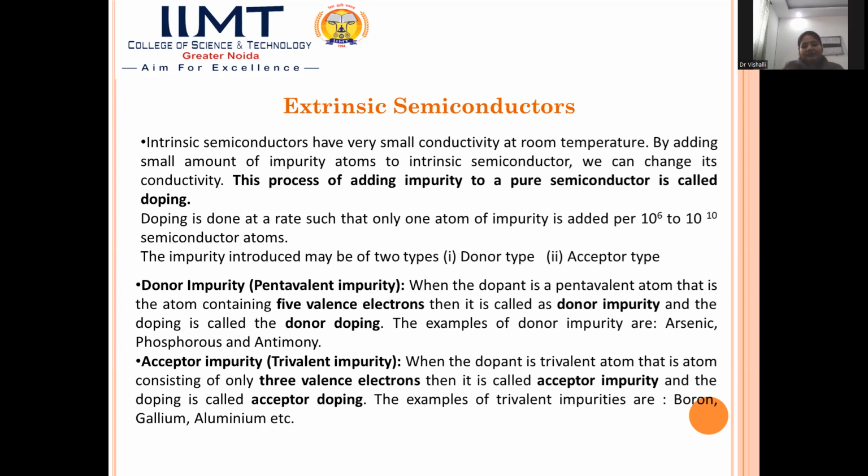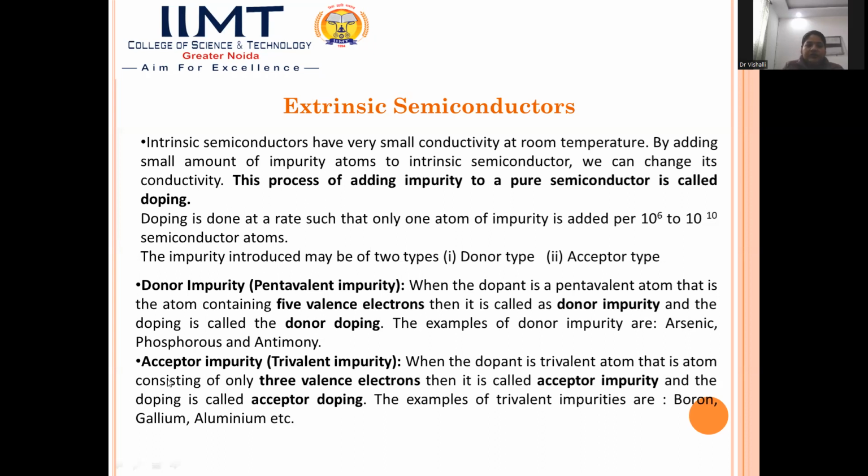So when the dopant is a pentavalent atom containing 5 valence electrons, it is called a donor impurity, and this doping is called donor doping. The semiconductor formed by the addition of this pentavalent impurity is called an N-type semiconductor. Examples of donor impurities are arsenic, phosphorus, antimony. Basically, these are elements of the fifth group of the periodic table. So that is the donor impurity, also called a pentavalent impurity, formed by adding the pentavalent atom to the silicon or semiconductor lattice.